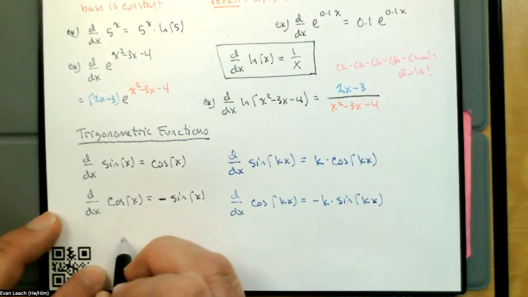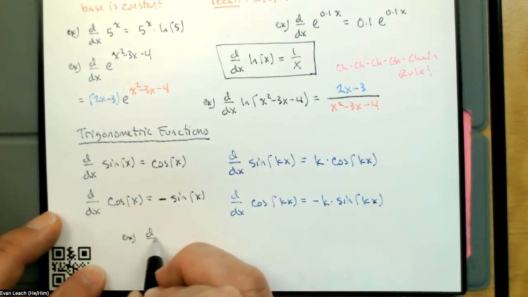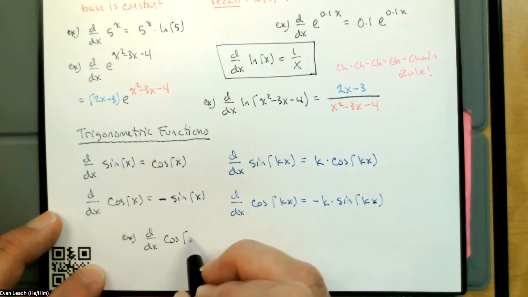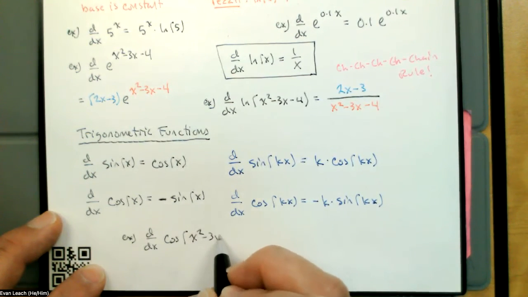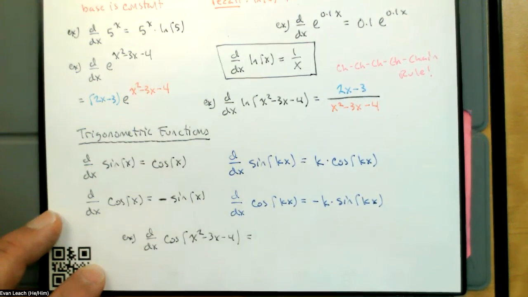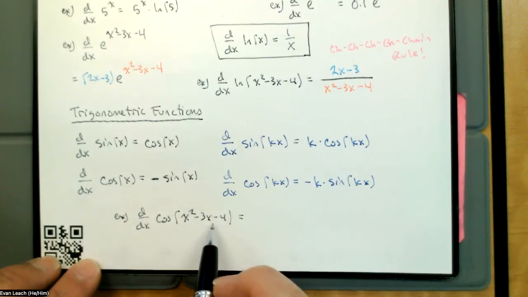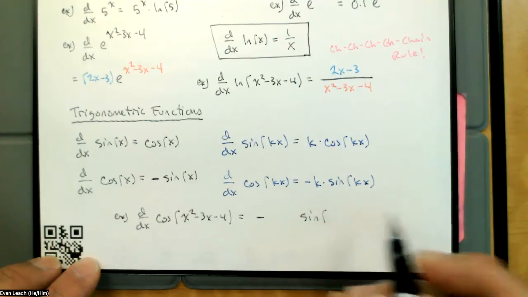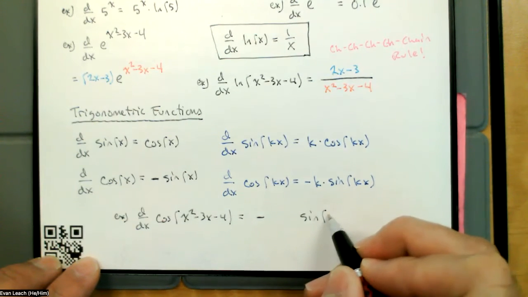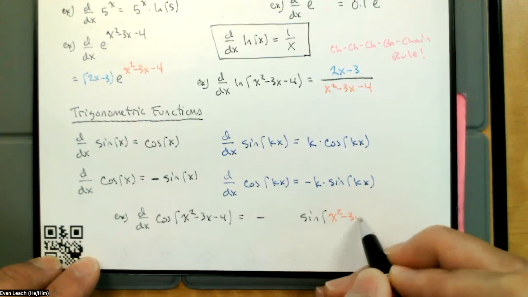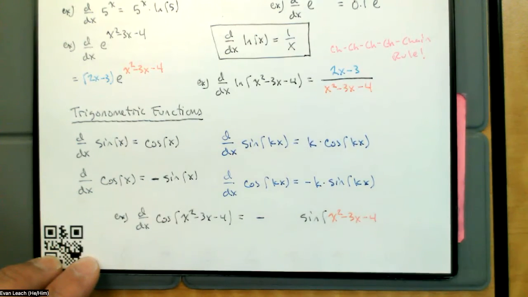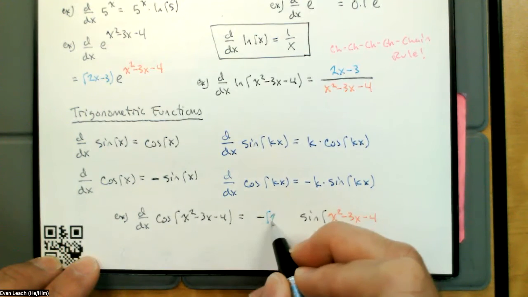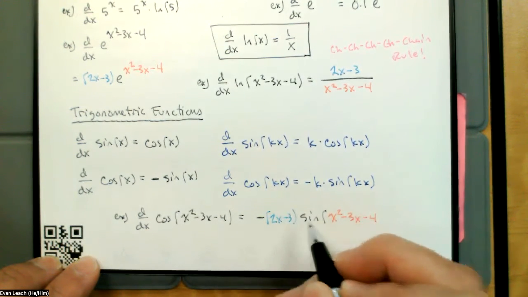So as an example, if I want the derivative of the cosine of, let's say, x squared minus 3x minus 4, the derivative of the cosine of a thing is minus sine of that thing times the derivative of that thing. The derivative in this case has more than one term, so I'm going to write 2x minus 3 in parentheses.